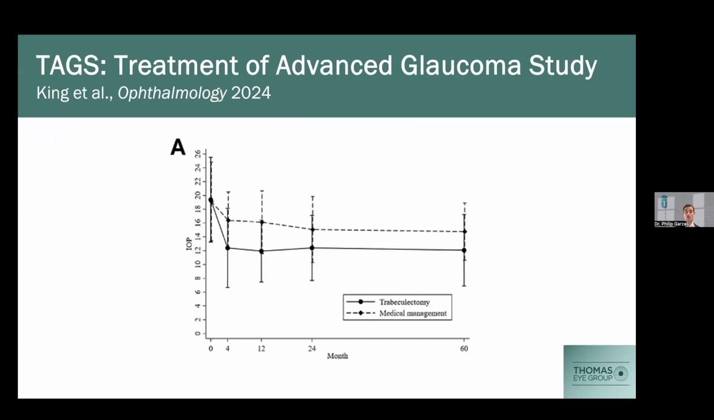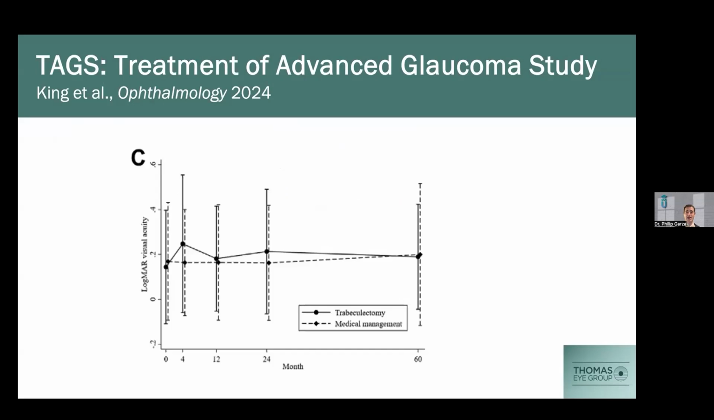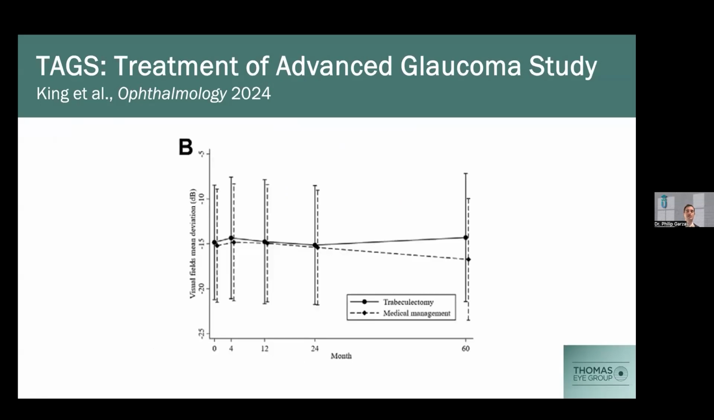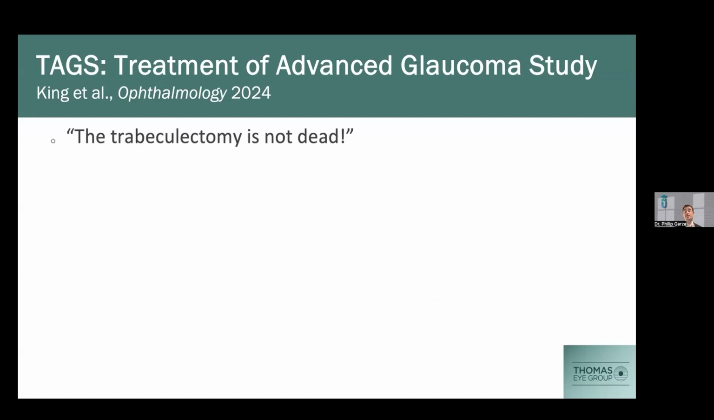The IOP was lower across time points for patients getting a trab, and the visual acuity was the same across all time points. So this wasn't really hurting people in terms of decreasing their visual acuity. This is the mean deviation on visual field, and you can see this spread happening between two and 5 years, where patients who receive medical management are progressing and patients who receive trabeculectomy are not. So the trabeculectomy is not dead. It's a very important component of our armamentarium, and it really must not die.